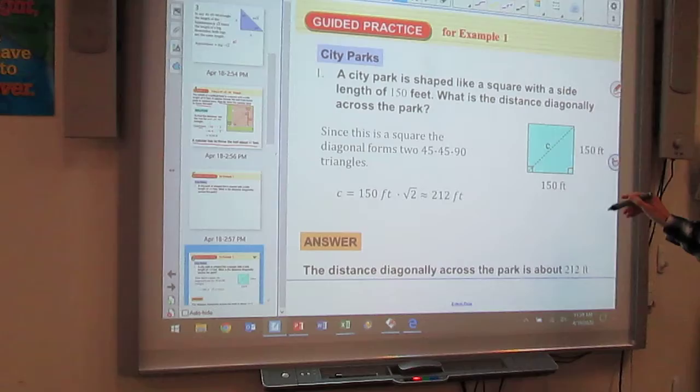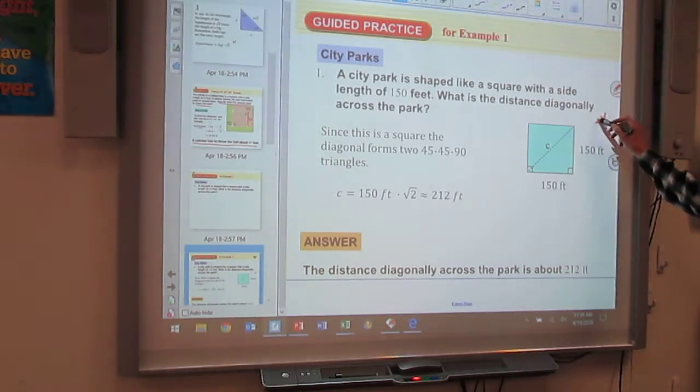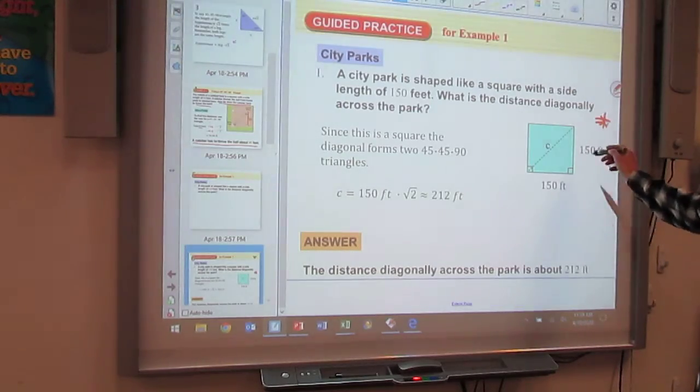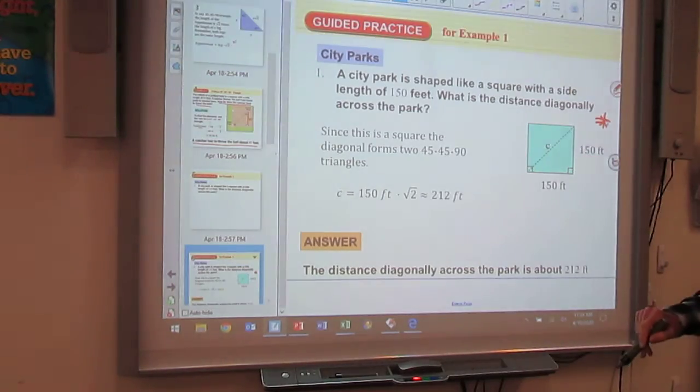Here we go. Always draw your picture. That is required. You know that. You should know that you need to draw a picture for me. 150-foot square. C is our diagonal.